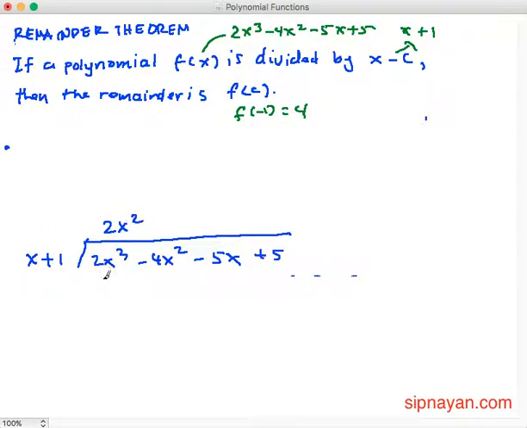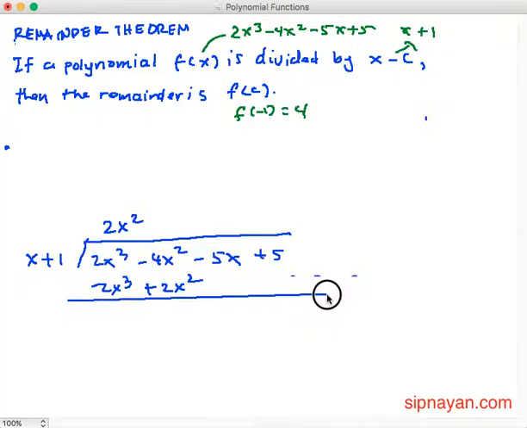Distribute 2x squared times x is 2x cubed. And then 2x times 1. This is plus, so this is plus. 2x squared times 1 is 2x squared. Okay, so we have to subtract.